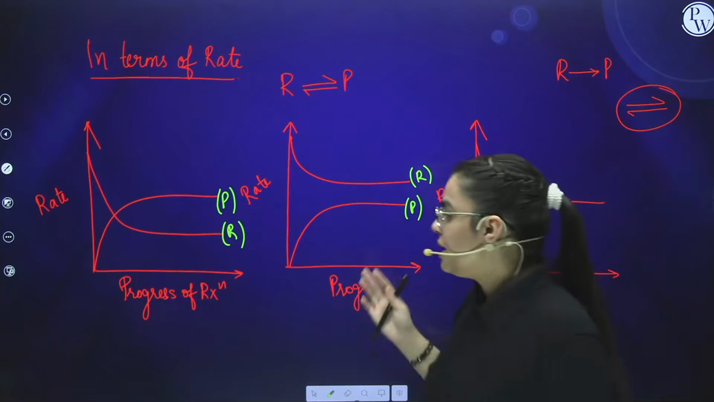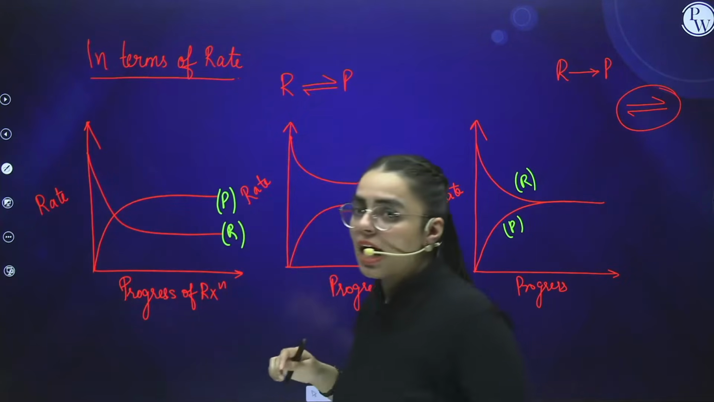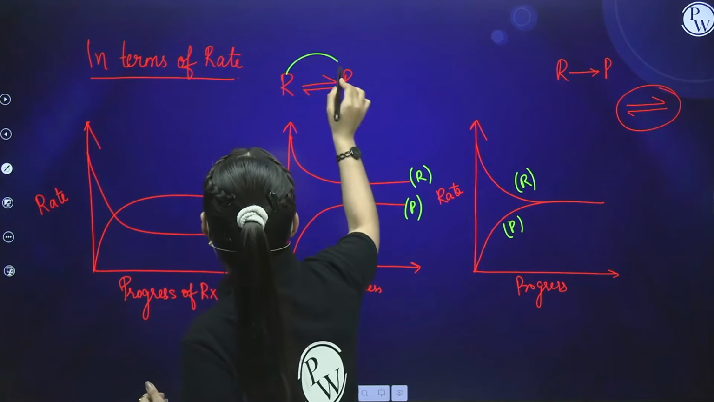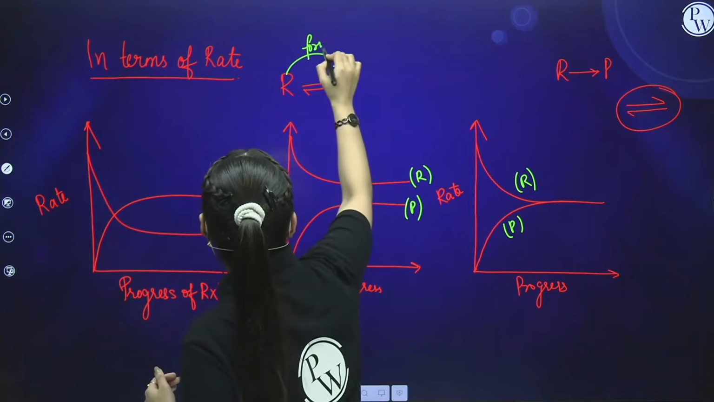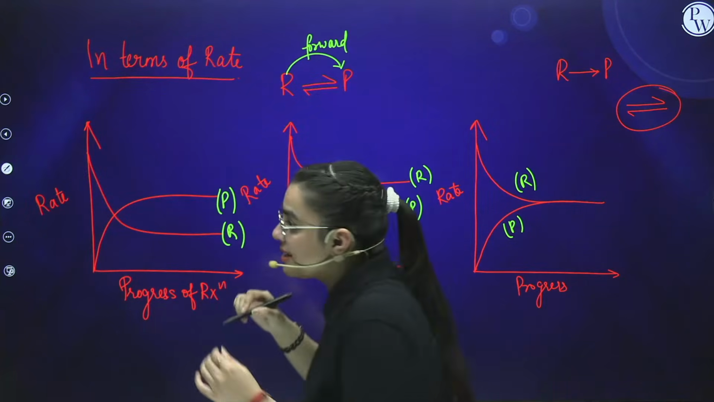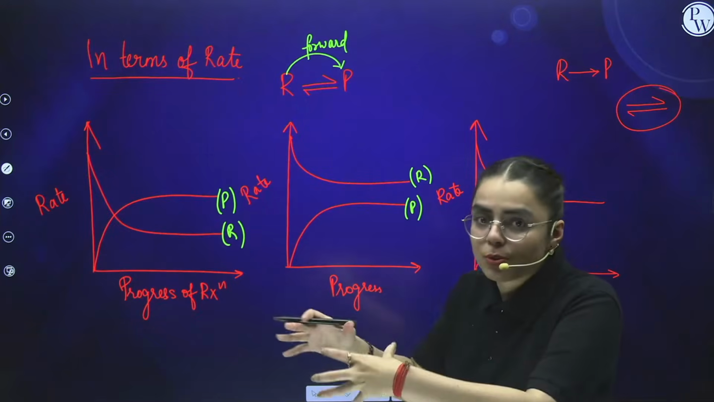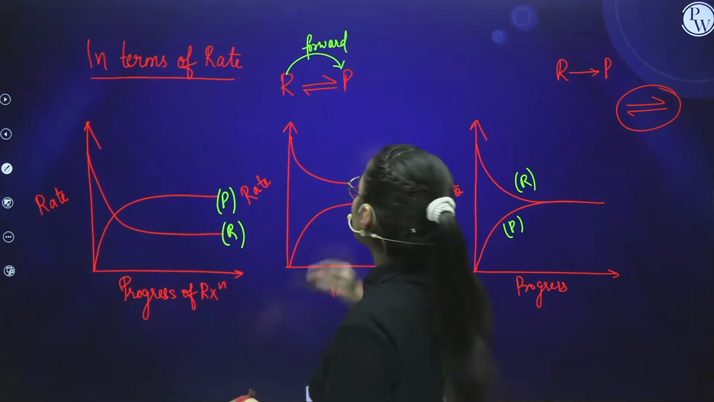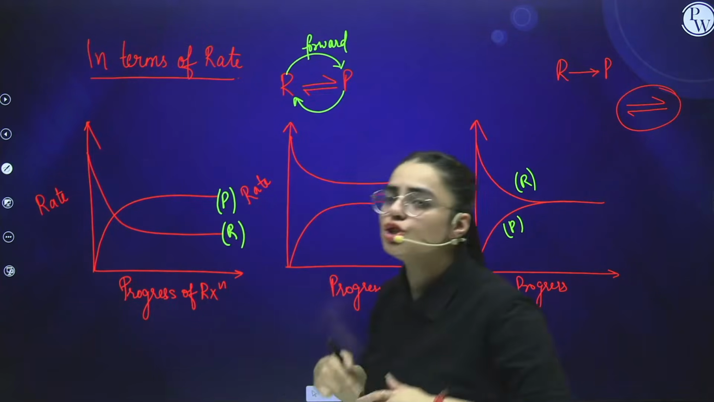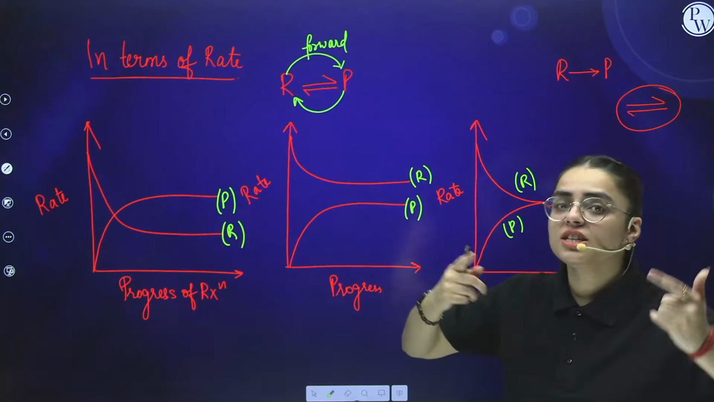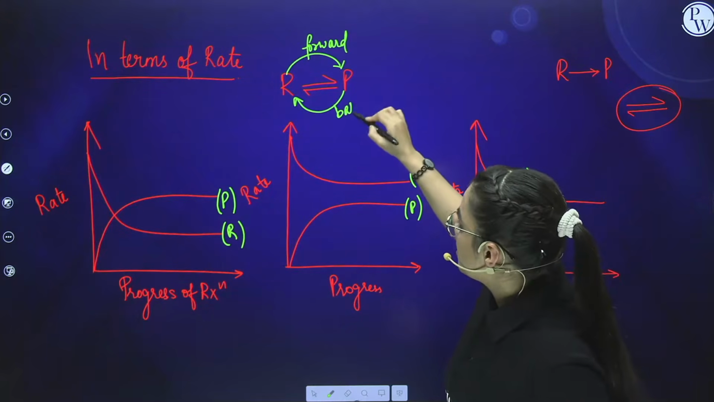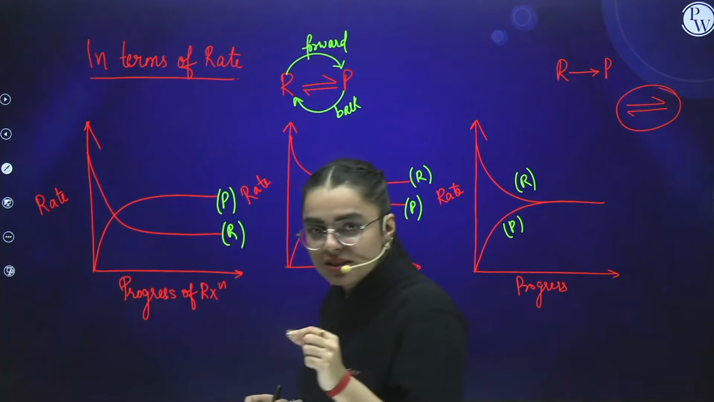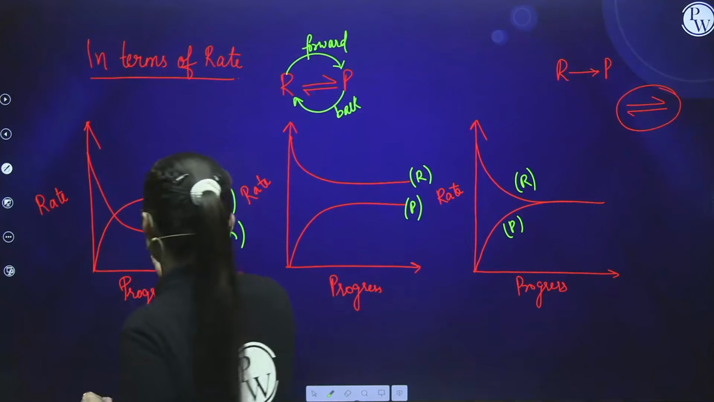Is it clear? Now, if I see the rate, how would I see the rate of forward and backward? See, rate of forward refers to when reactant is converted into product. That means when reactant is being consumed in order to form product. So let us see, the reactant is being consumed to form product. And what is the backward one? When product is being consumed to form reactant. When product is being consumed. So this is the backward one. So here if I see, this is my forward one. This line is representing which one? My forward reaction.